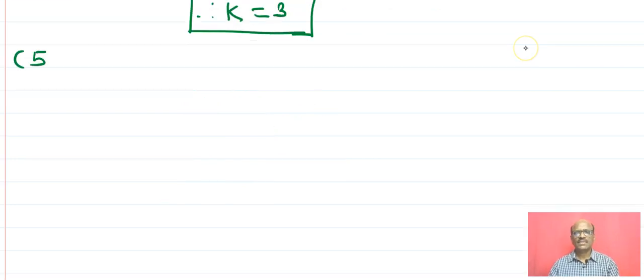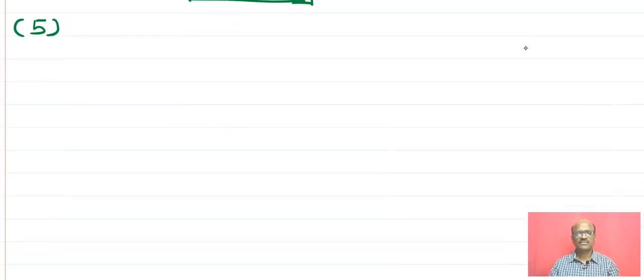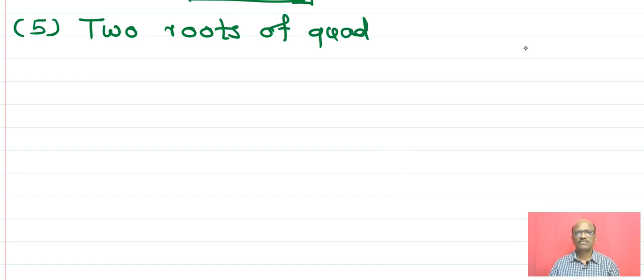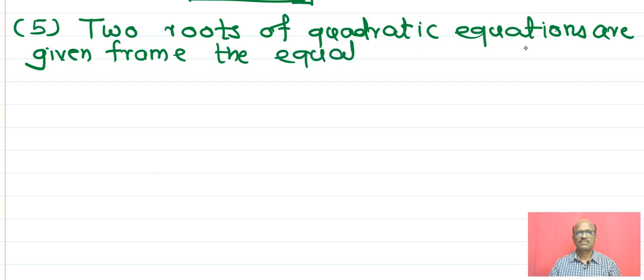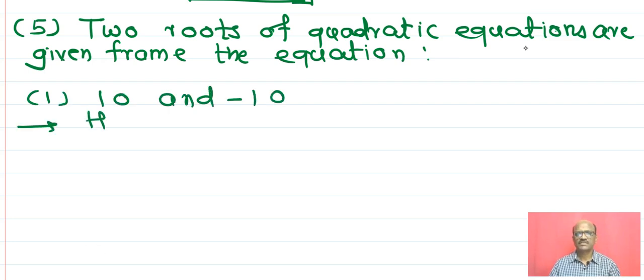Therefore k is 3. Number 5. Two roots of quadratic equations are given. Frame the equation. First is 10 and minus 10. Alpha is 10 and beta is minus 10.